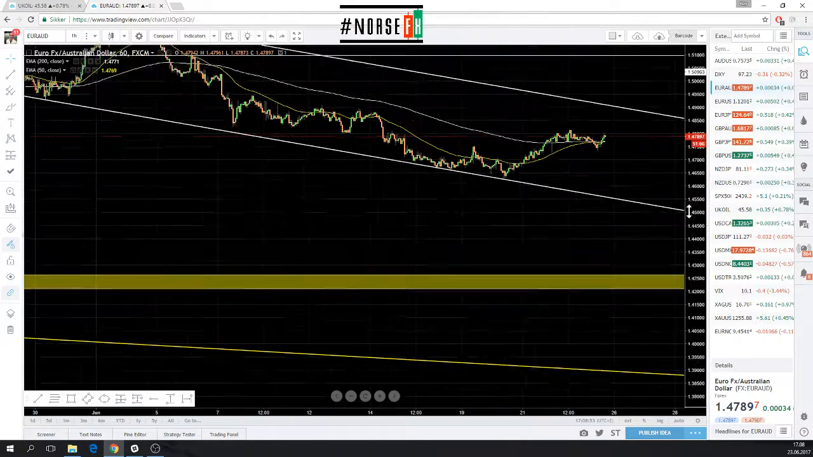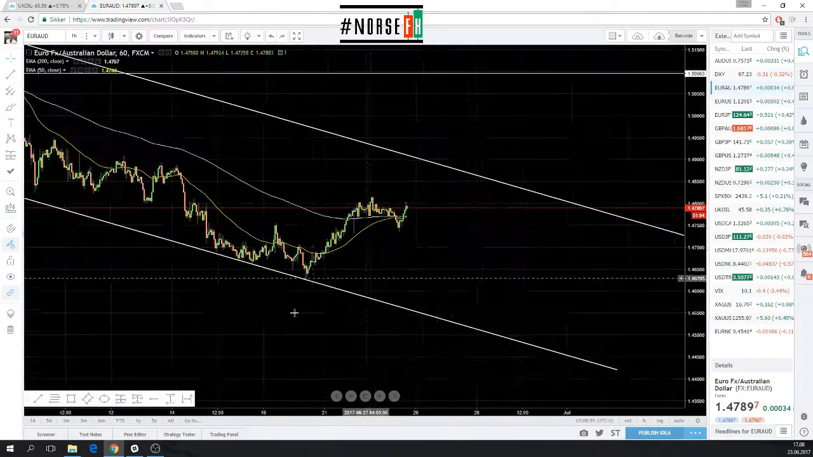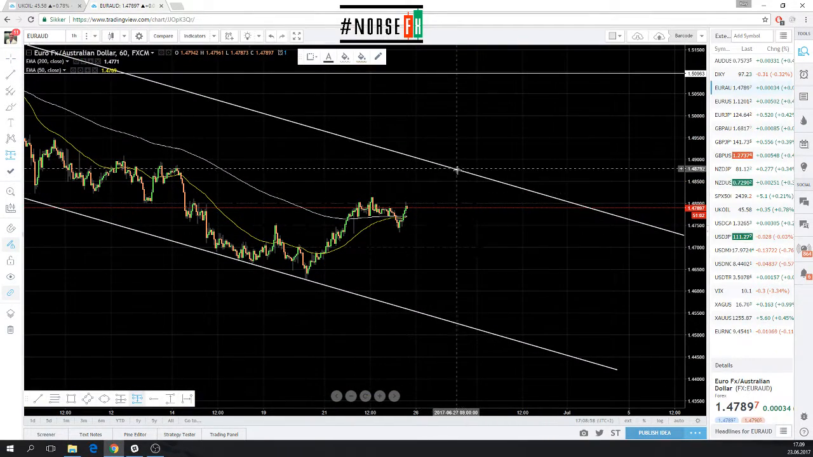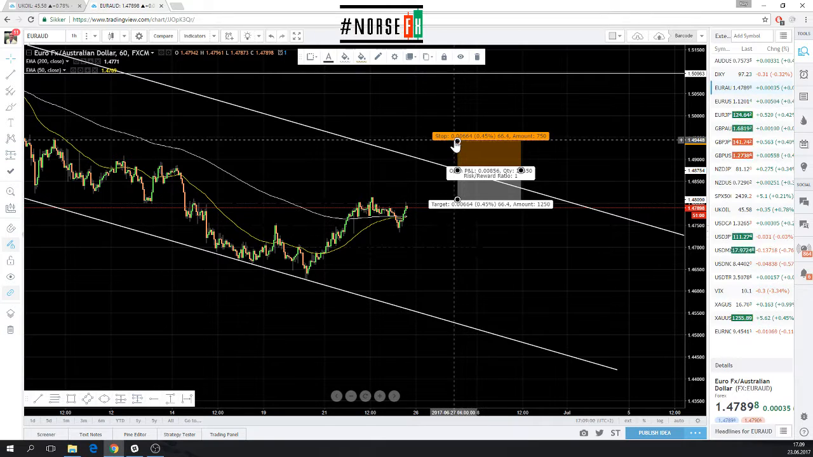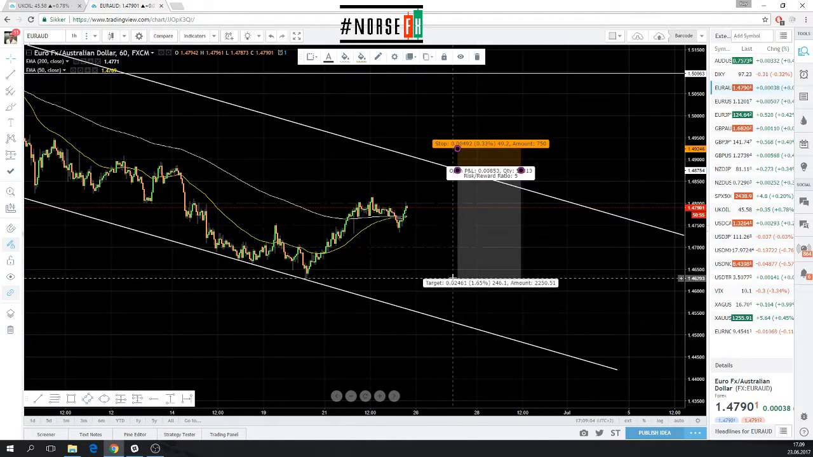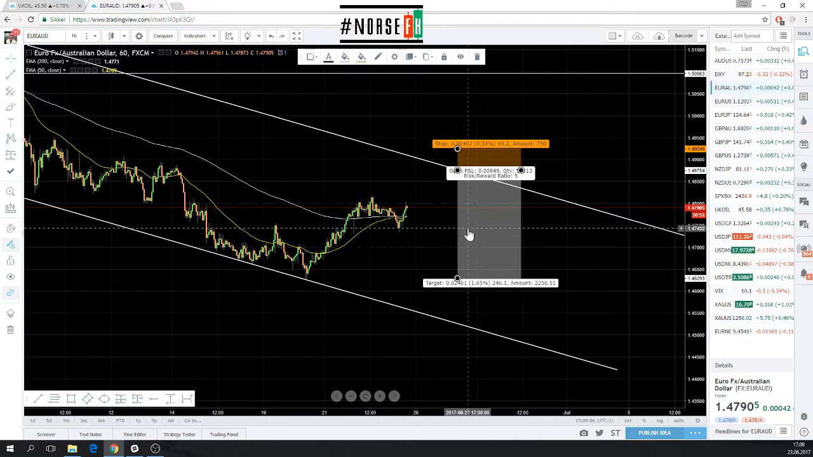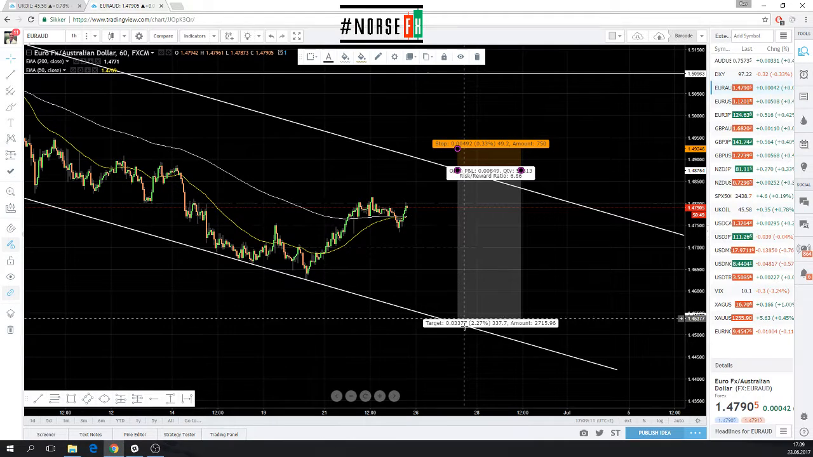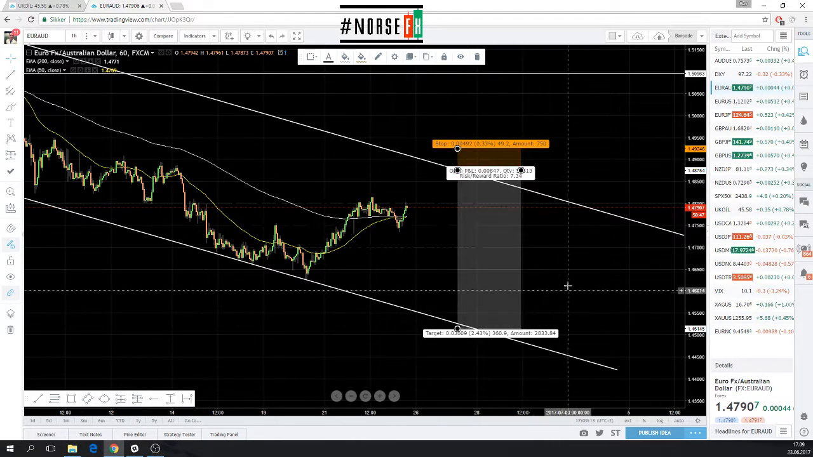In terms of risk versus reward, let's see if we get in. If I get in here, 50 pips worth of stop. The previous low provides a 5-to-1 risk versus reward setup. The lower channel trend line provides a 7-to-1.